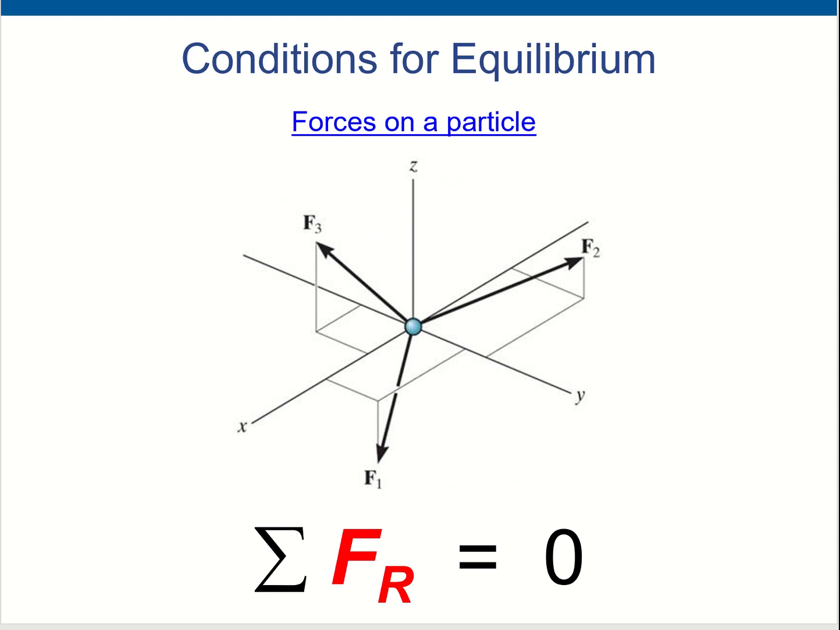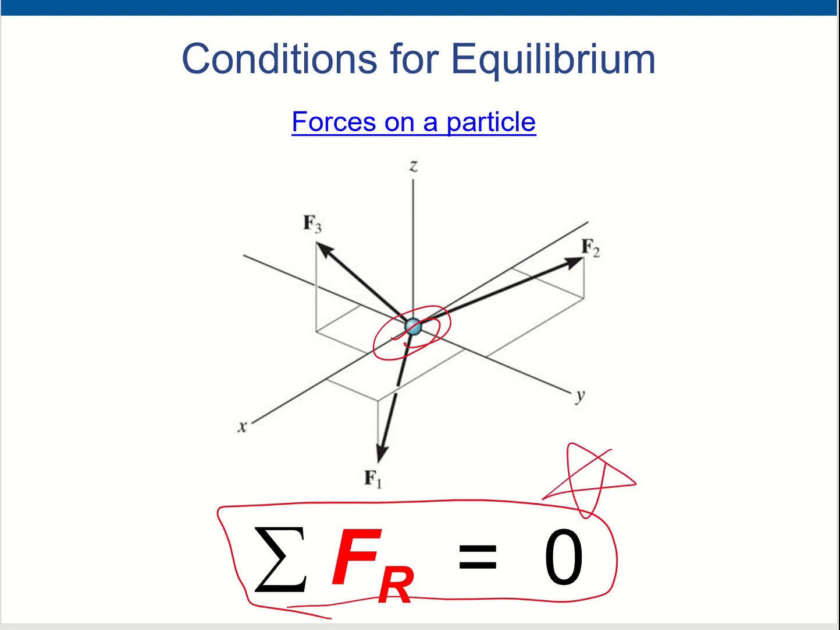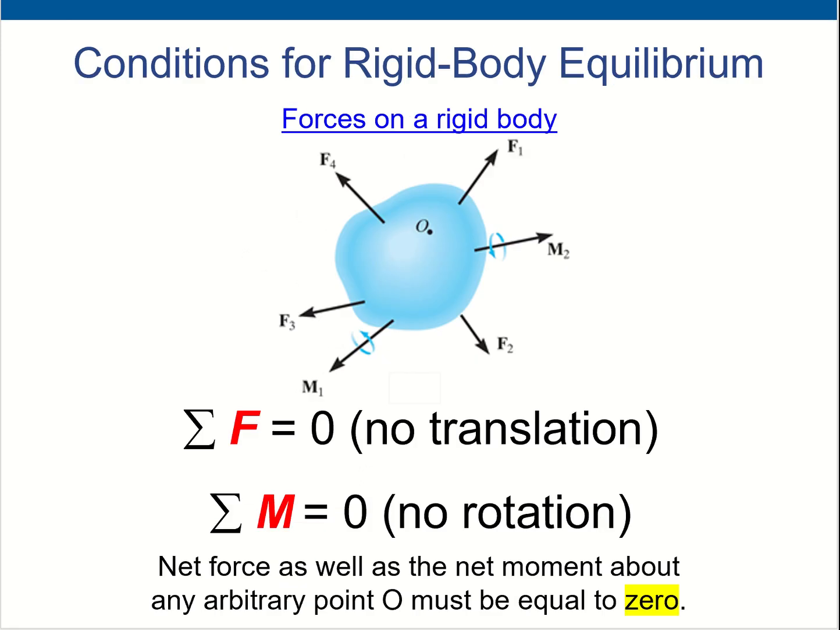Here we have a small particle. We dealt with this in chapter 3, and if this particle is stable, then this equation should be satisfied. If you add up all the forces, the resultant force should be equal to 0. If it satisfies this law, then this particle is stable. But how about the rigid body case?